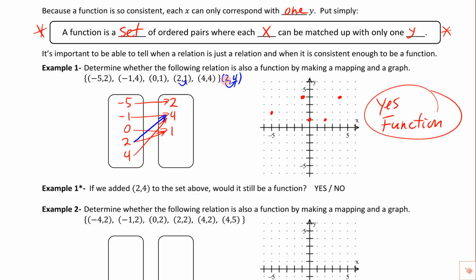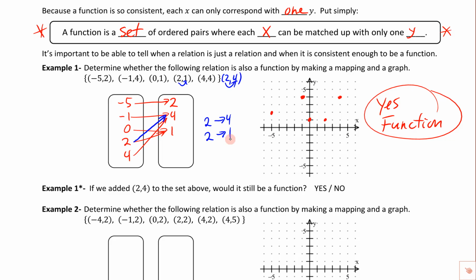So you can kind of see that here. You can really see it on this one because you can see that 2 goes to 1, it maps onto 1, and it maps onto 4. So that x, the 2, can be matched up with 2 different ones. 2 matches up with 4 and 2 matches up with 1, and that's not okay.